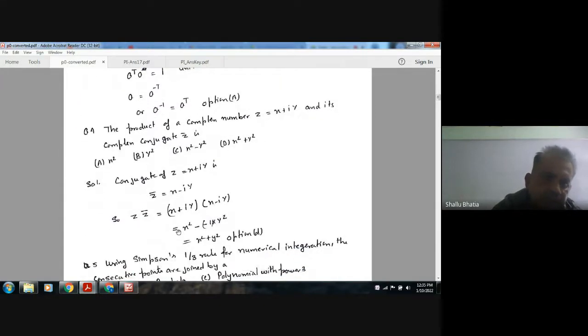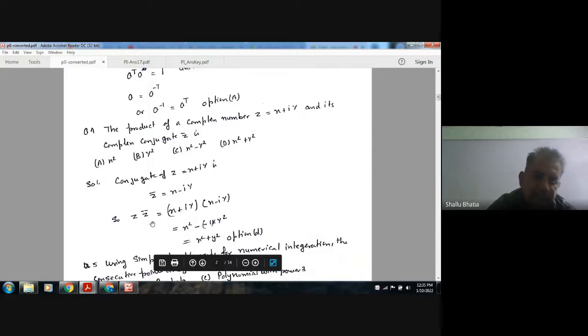Next, the product of a complex number z equal to x plus iy and its conjugate z bar is: option A x square, option B y square, option C x square minus y square, option D x square plus y square. Okay, so z is x plus iy, and we know that the conjugate is nothing but changing the sign of the imaginary part. So it will be x minus iy.